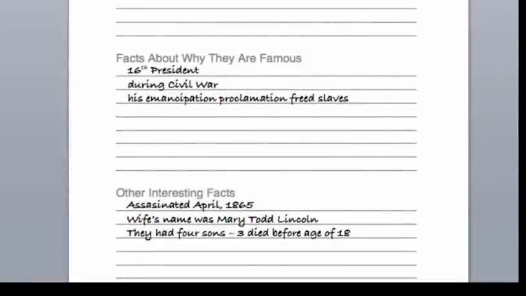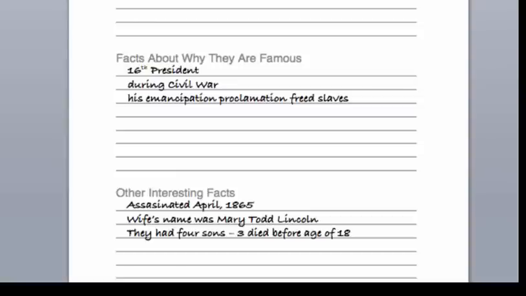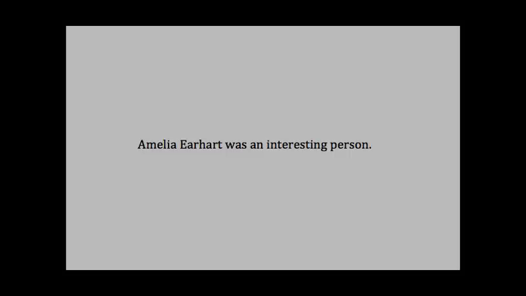The fourth paragraph is a place where you can write all of the things you've learned that don't fit into the first 2 paragraphs. Begin this paragraph with a sentence that signals to your reader that there is going to be all kinds of information. "Here are some more interesting facts about Abraham Lincoln." Or, "I learned lots of other things about Amelia Earhart." Then write sentences from all of the facts that don't fit the topics of the first 2 paragraphs. End your paragraph with a signal that the paragraph is over. "Amelia Earhart was an interesting person."